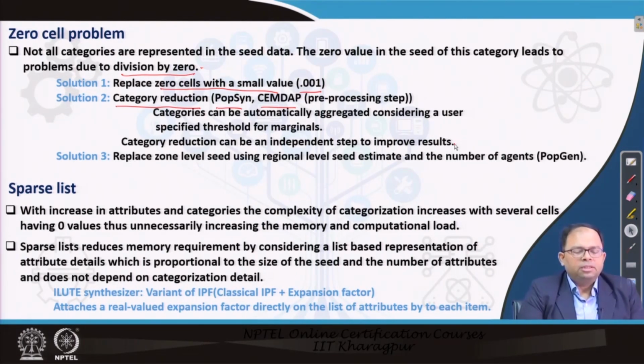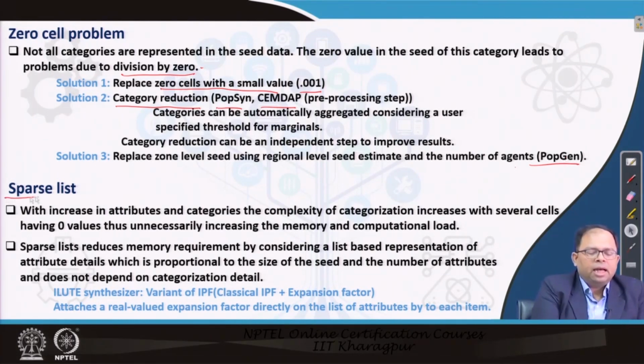Another alternative solution is to replace zone level seed using regional level seed estimate and the number of agents. That means we can take average values from the regional area, and we can replace the seed value for this particular area with that, which has been done in PopGen. So, this is called the zero cell problem and how we can get around it.